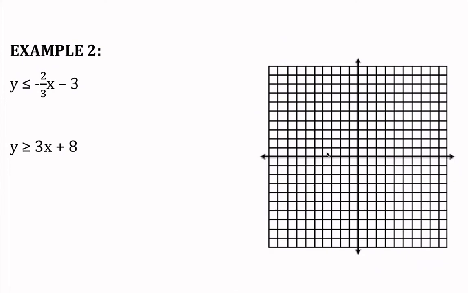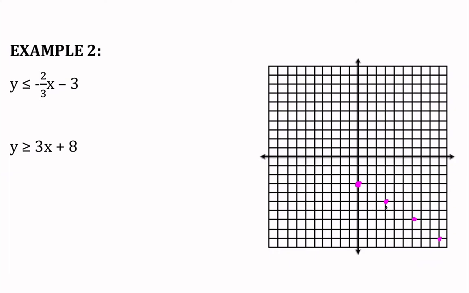Okay, I'm going to start with pink. My y-intercept of this first guy is a -3, so I'm going to go down 3 and put a point. My slope is a -2/3, which is going to tell me from here I need to go down 2, right 3. Down 2, right 3.